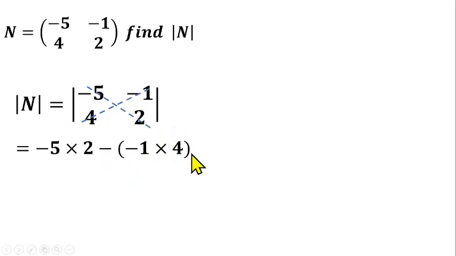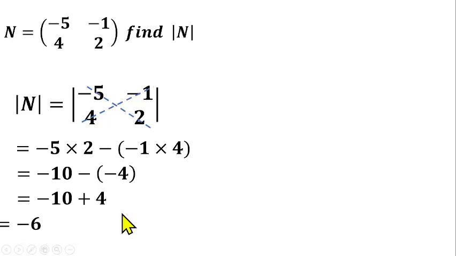And you know the reason why I'm putting this one in brackets: we have a minus here again, so I cannot write minus minus, so one of them needs to be in brackets. So we have minus 10, minus, minus 1 times 4 gives us minus 4. The minus times minus gives us a plus, so you have minus 10 plus 4, and that gives us minus 6. So the determinant of matrix N is minus 6, which I believe you understand.